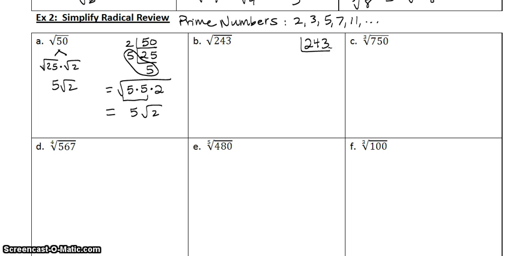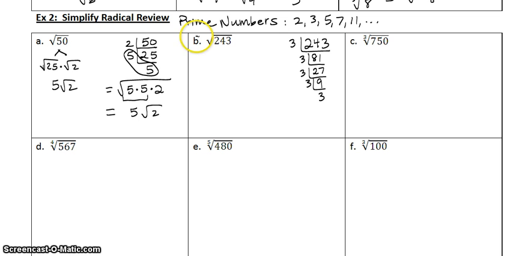2 doesn't go into it, but 3 does, so 3 can divide into 243. The answer is 81. Divide by 3 again, I get 27. Divide by 3 again, I get 9. Divide by 3 again, and I get 3. Alright, so I'll show you the long way and then I'm going to show you a shortcut.